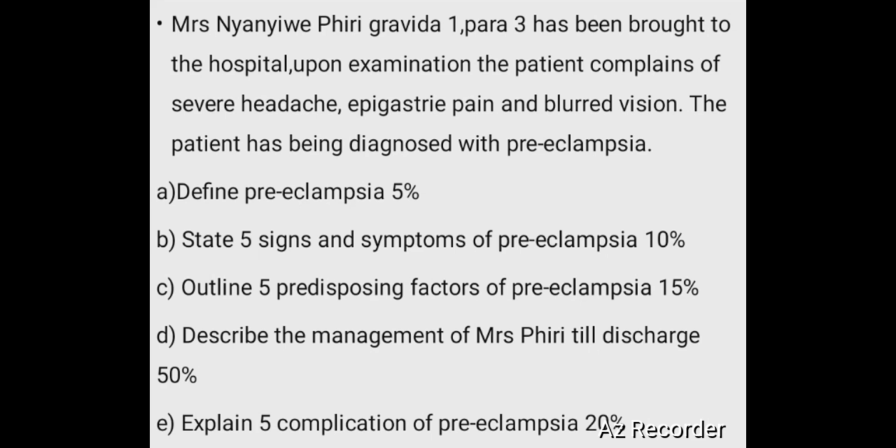Okay, when it comes to the nursing care, always start with aims. Your aims may be, for example, to help the woman carry the pregnancy to term in order to deliver a normal live healthy baby. You can also say to prevent maternal complications such as disseminated intravascular coagulopathy, the DIC, and any other aims that you can think of.